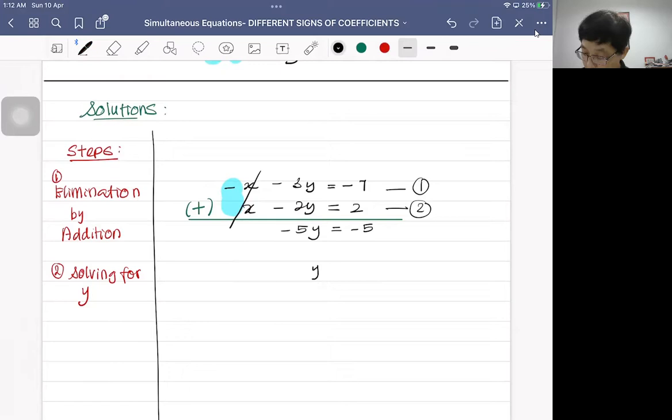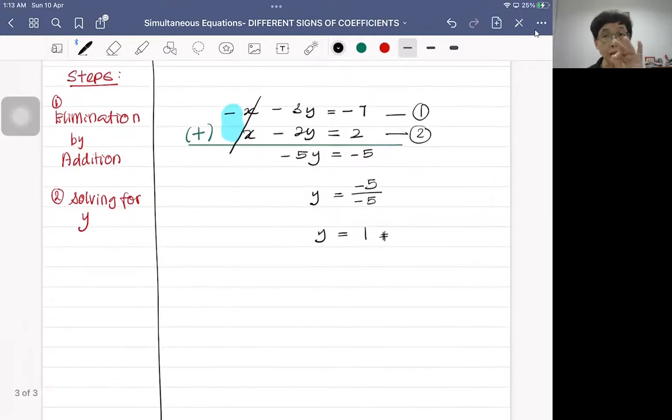Solving that, you're going to get y equals to -5 divide -5. And with what we have learned in dividing integers, when there's a negative dividing negative, we're going to get a positive answer, a positive quotient. Yes, you're going to get a +1. And that is your solution for y. Now, congratulations, but halfway through, let's go on to the third and final step.